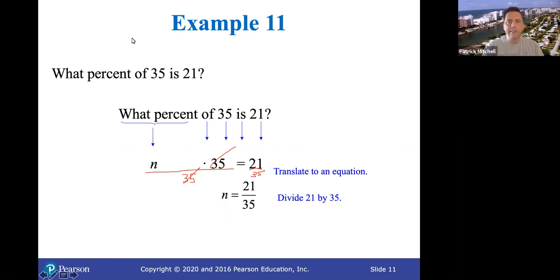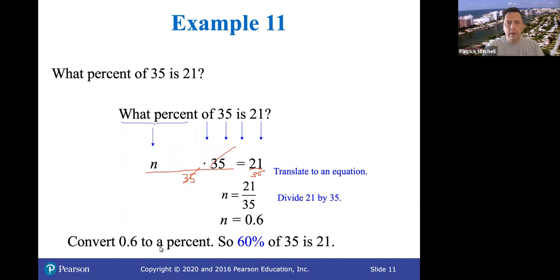Now, because it says what percent, we need to convert this fraction to a percent. And the way that they did that was they first converted it to a decimal, the way we talked about in chapter 5. Divide 35 into 21. That gives you 6/10. To change that into a percentage, you multiply it by 100%. 6/10 times 100% is 60%.